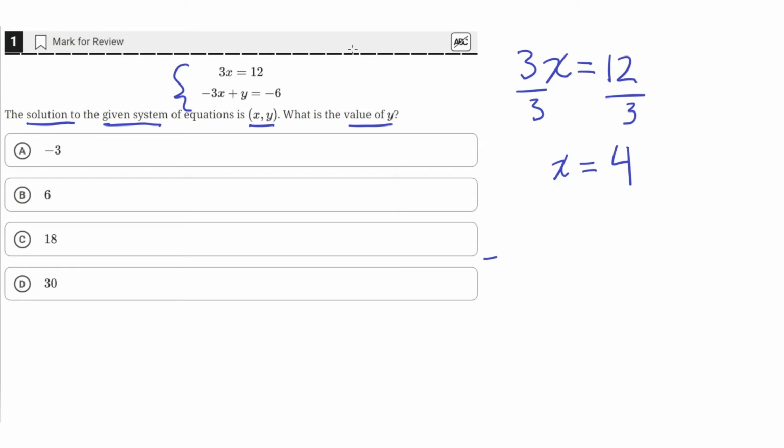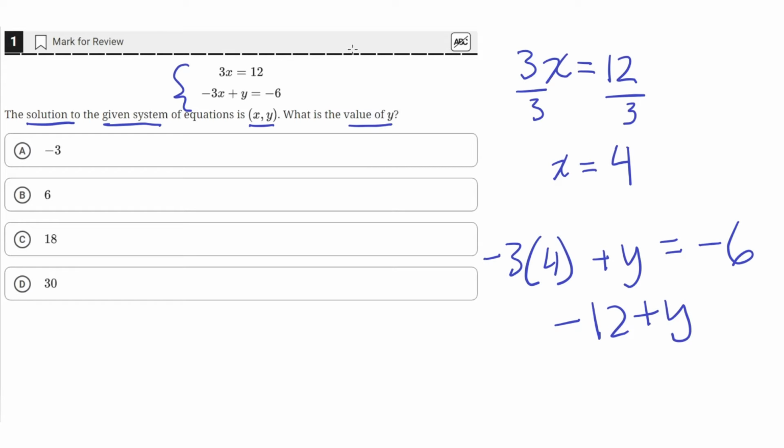So in the second equation, negative 3 times 4, the value of x is just 4 now, plus y, which is what we're going to solve for, and it equals negative 6. So negative 3 times 4 is negative 12, plus y equals negative 6. So then to isolate for the value of y, we can add 12 to both sides, which will cancel out the 12 here and just add a 12 to the right side. So y equals negative 6 plus 12, which is 6. So the value of y is equal to 6, which is answer choice B.